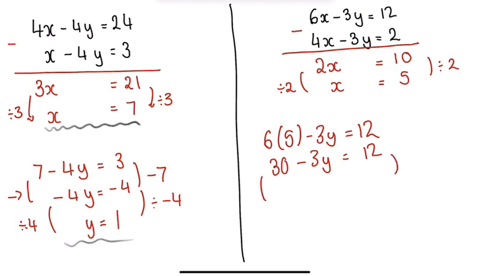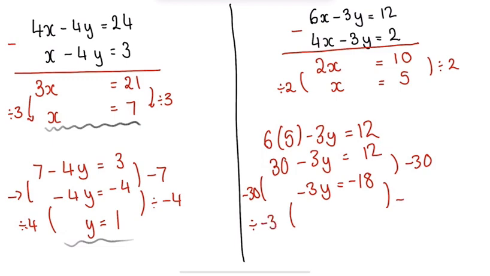Now let's solve this. So I'm going to get rid of that 30 from both sides by taking it away. Now 12 take away 30 is just going to leave us at -18. And now I'm going to get rid of that -3, so I'm going to divide both sides by -3, which leaves me with y equals 6. So a negative divided by a negative leaves us a positive. So here our answers are x equals 5 and y equals 6.